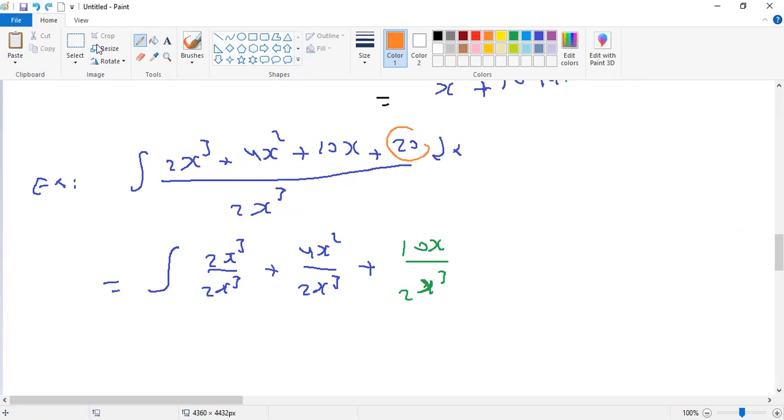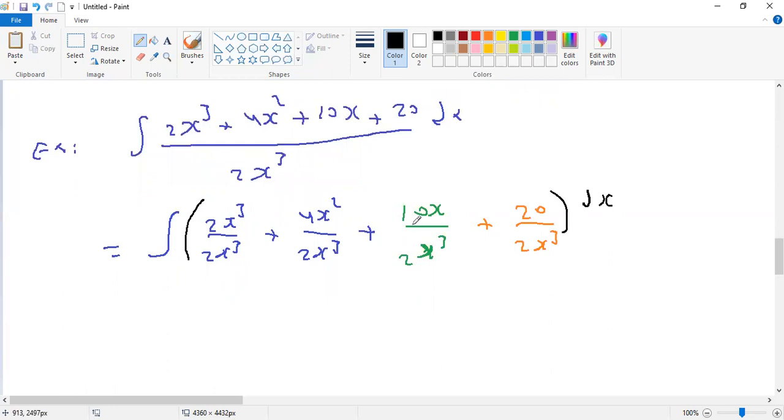So plus 20 over 2x cubed. Now we divide the numerator by the denominator, term by term, right in this partition.